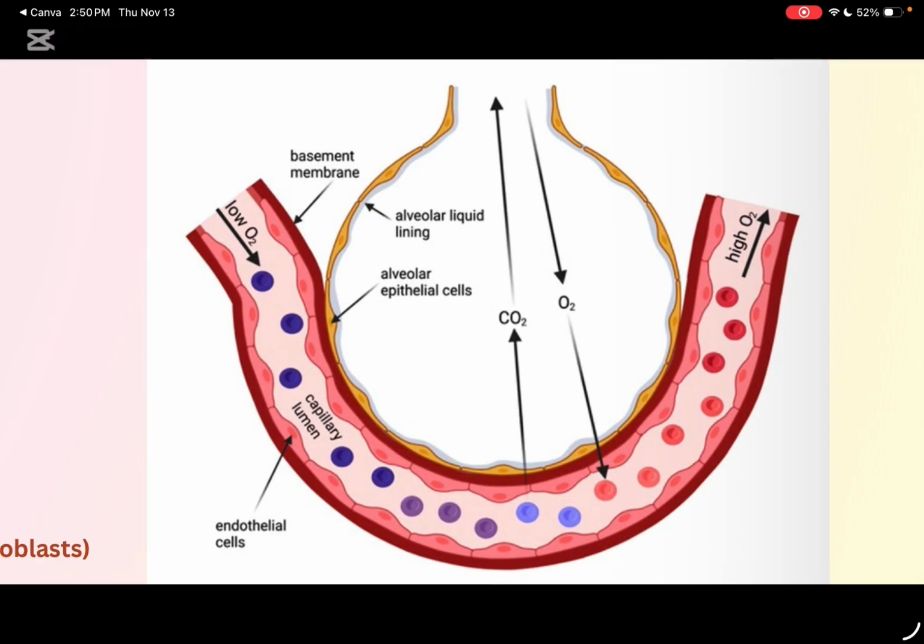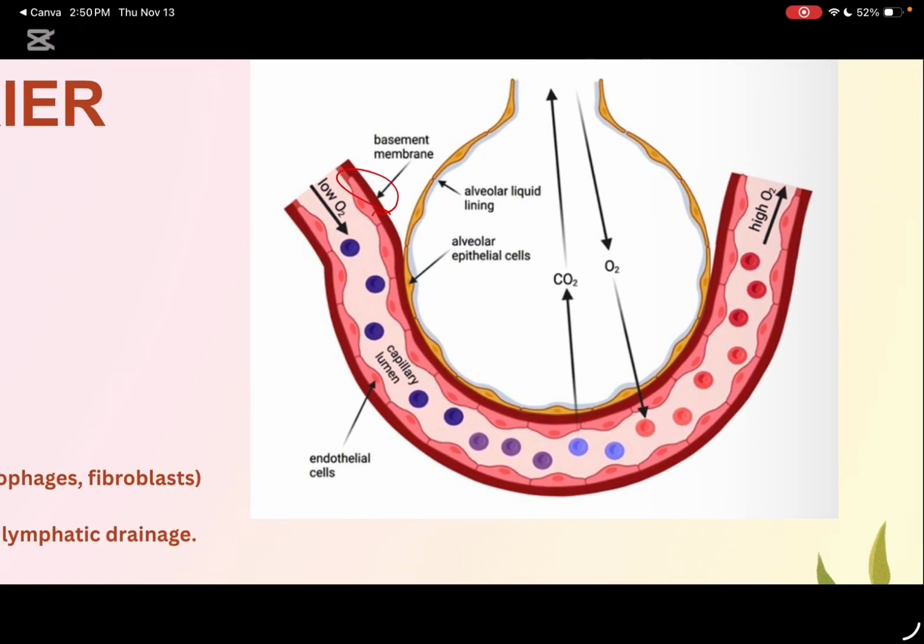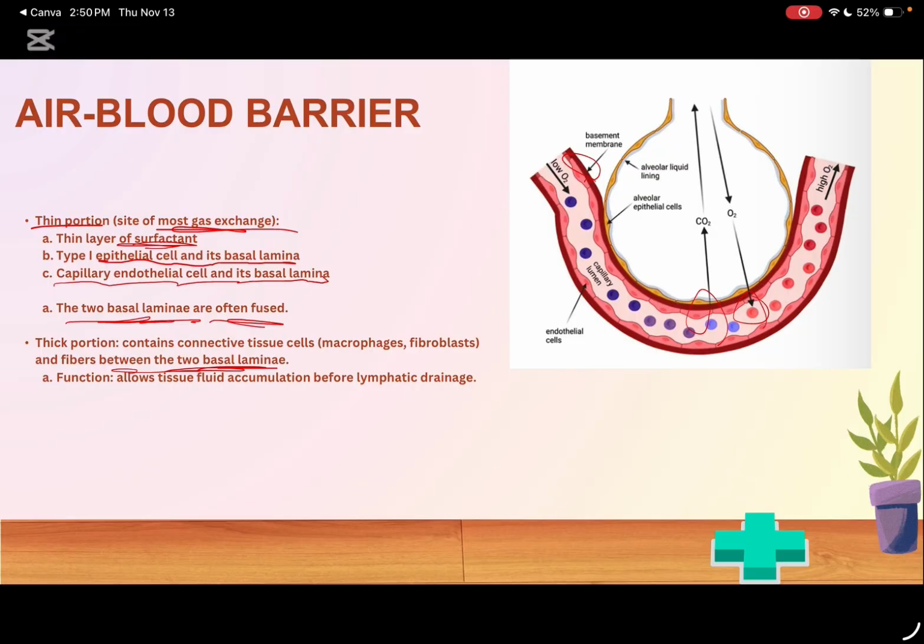As you can see from here, this is the basement membrane, and this just shows the alveoli and the air-blood barrier, how they exchange the CO2 with the O2 to the blood, so deoxygenated. Very simple. And the function allows tissue fluid accumulation before lymphatic drainage, because if we have fluid tissue after lymphatic drainage, we'll have a really big problem. So always remember, the air-blood barrier allows tissue fluid accumulation before lymphatic drainage.